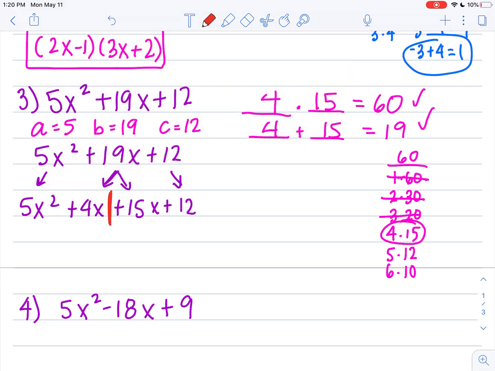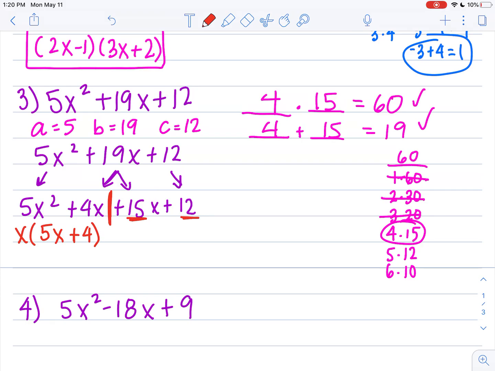Okay, we're going to draw our line down the middle. And we're going to take the GCF of the first two. 5 and 4, you can't take a GCF out of that, but you can take out an x. They both have an x in common. So the 5 and the 4 are going to stay the same, and I'm just going to take away an x from each of those. So this is left with 5x plus 4. Multiply back in. X times 5x is 5x squared, and x times 4 is 4x. So we did that right.